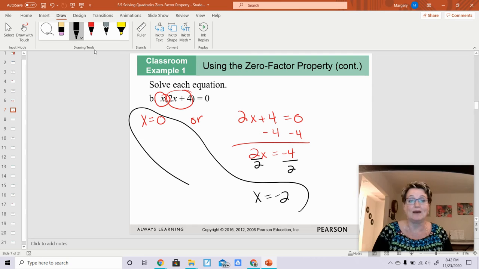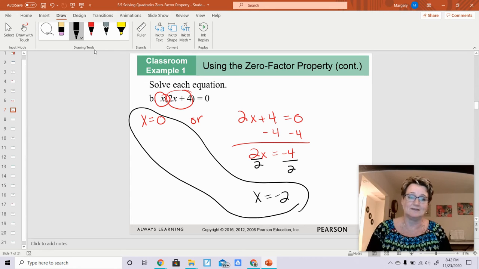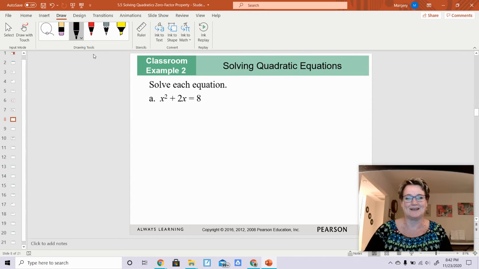So once again, you have two answers. You have x equals negative 2 or x equals 0. When I plug those in, one of them will make that equation 0. 0 times anything is 0. All right, let's keep moving.